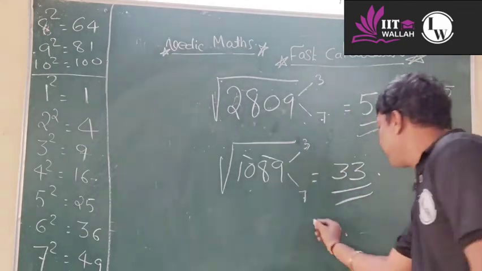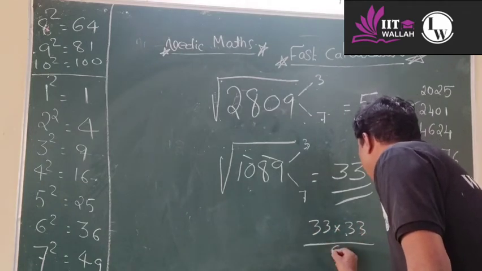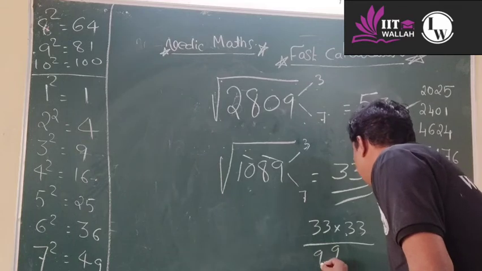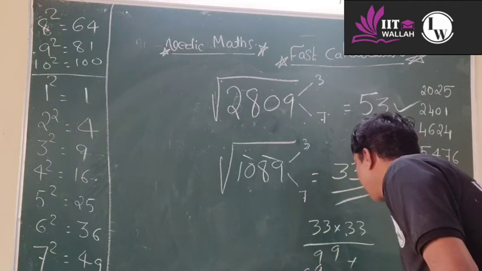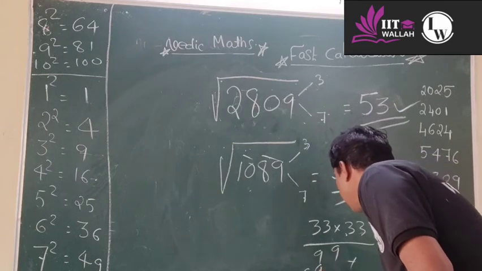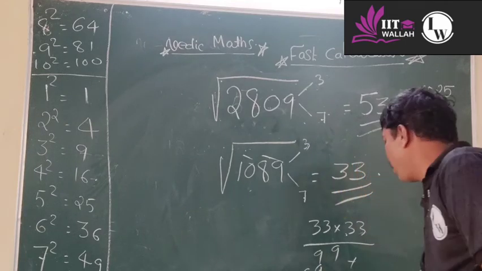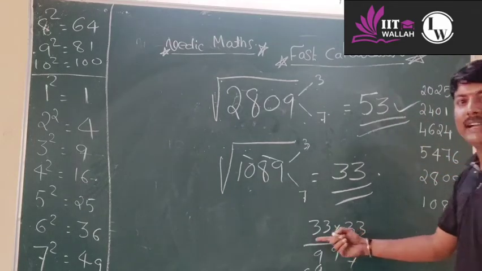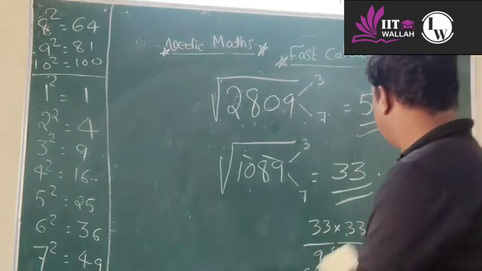So we can check it. 33 into 33. 9, 9, 9, 9, 9 plus 9, 18, then 1. See, 1089. The square of 33 is nothing but 1089. We can check it clearly.